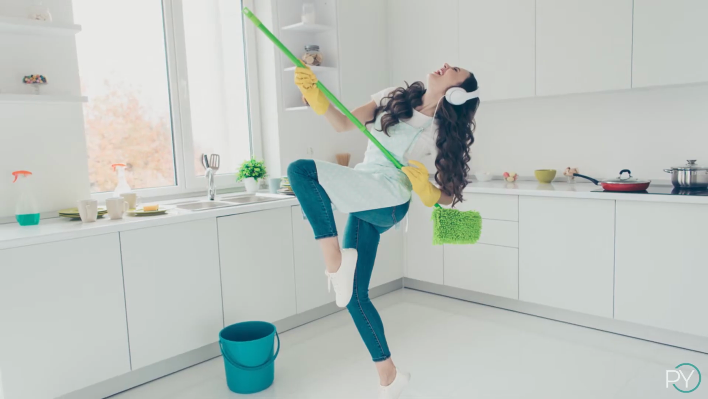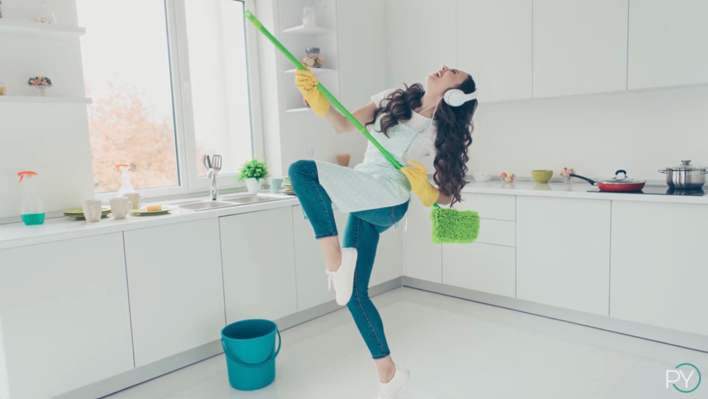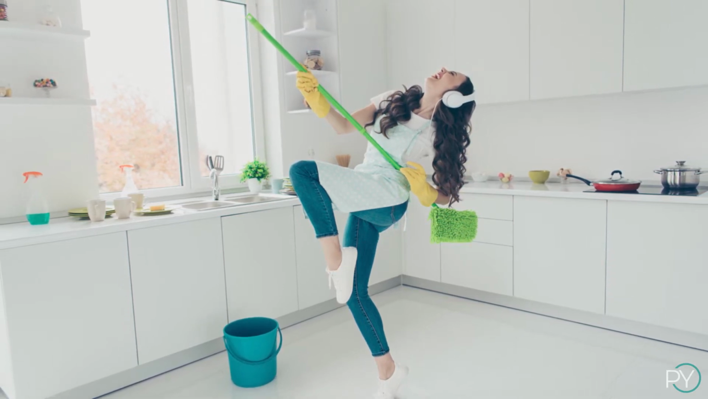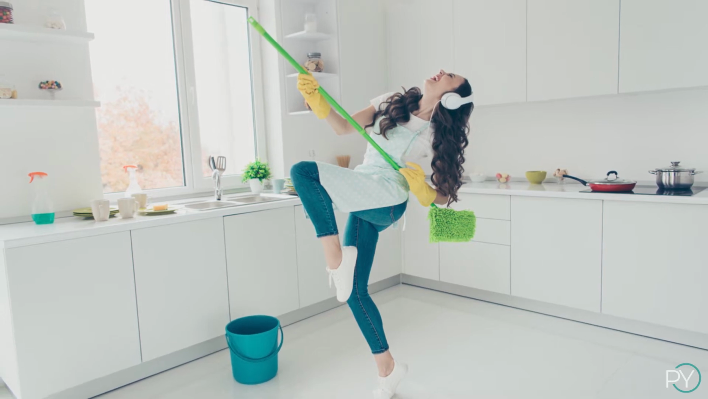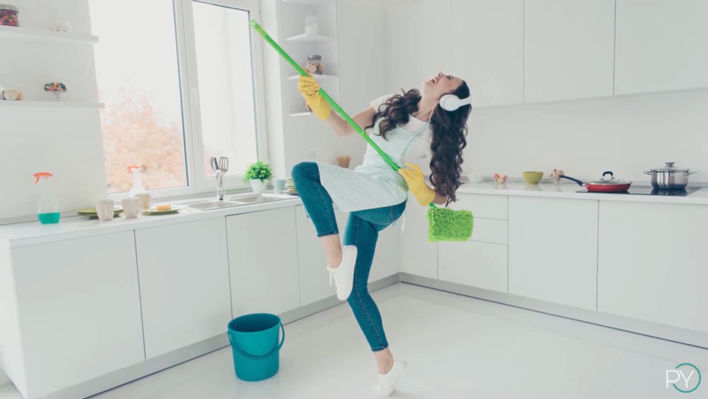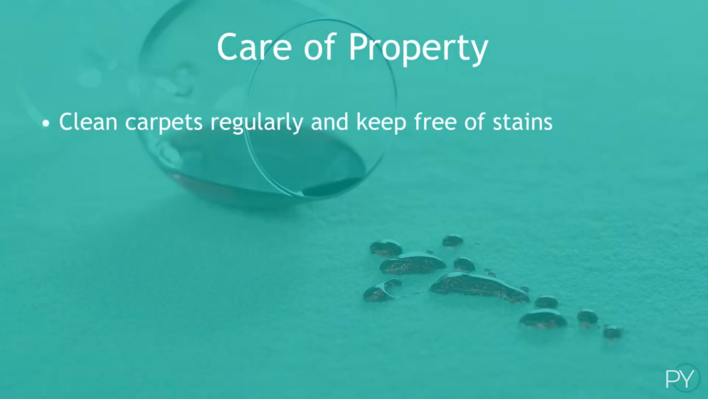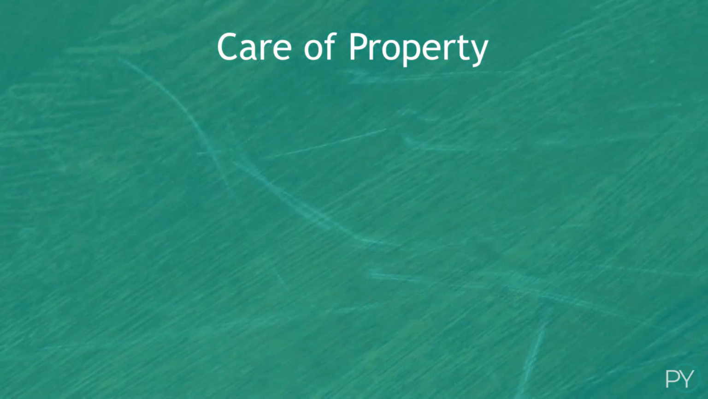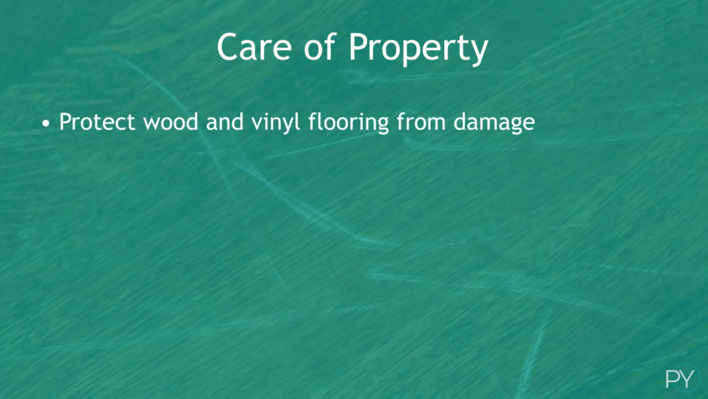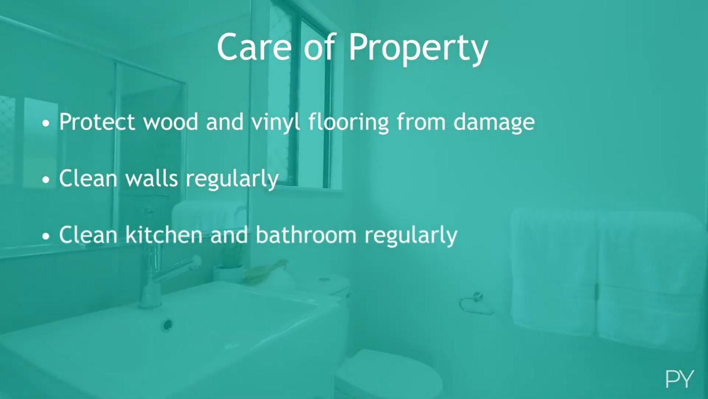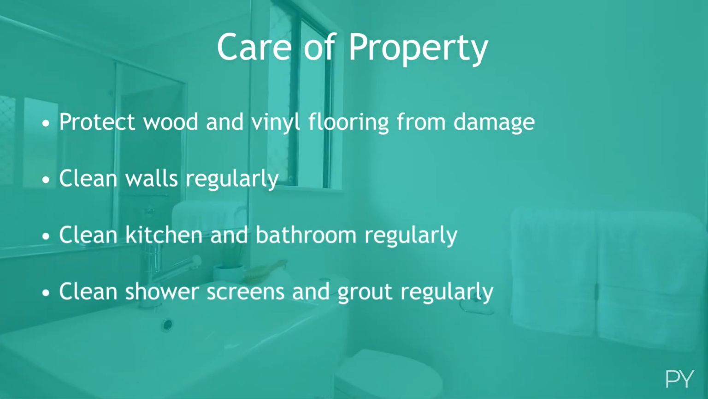To help ensure your bond is refunded in full when you vacate, it's the tenant's responsibility to maintain the home in the same condition you received it in, apart from normal wear and tear. This means having carpets steam cleaned regularly and kept free from stains. Carpets will also need to be steam cleaned upon vacate if they were done at the commencement of your tenancy. Taking care not to damage wood floors and vinyl, making sure walls are kept clean and undamaged. Kitchen and bathrooms are cleaned regularly. Shower screens are cleaned regularly to avoid water staining and build-up.